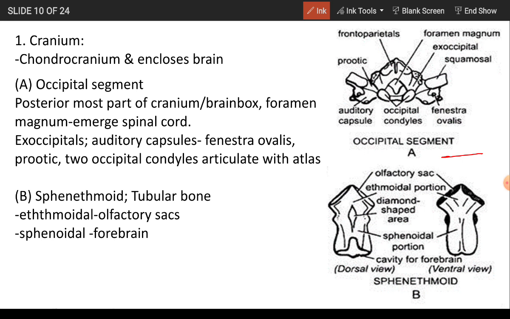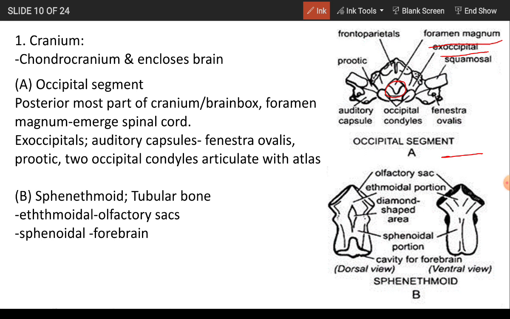It is the posterior most part of the cranium, where it encloses a large hole called foramen magnum. So this is the foramen magnum, from which the spinal cord emerges out from the cranium. There are two irregular cartilaginous bones called exoccipitals, which lie on each side of the foramen and completely surround it.